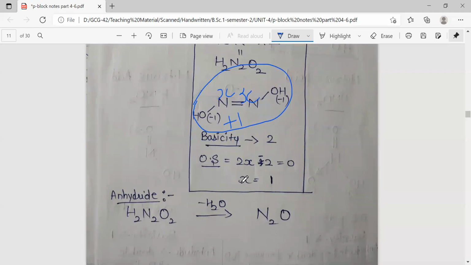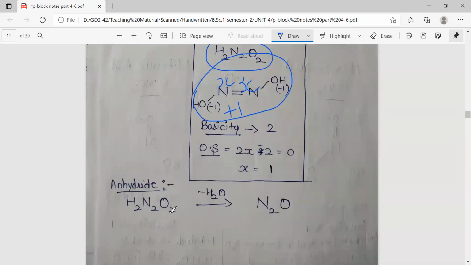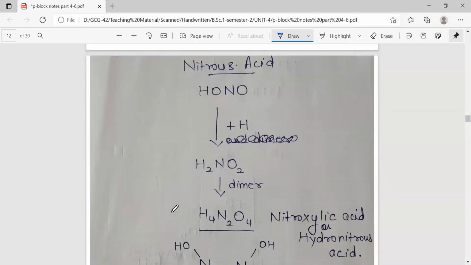Now coming to the anhydride, for the anhydride we first have to see that if there are an even number of hydrogens, then we need not double the formula. As there is an even number of hydrogens, we'll remove one water molecule directly and we'll get N2O as its anhydride. Next we have the next acid, which we generate from the nitrous acid itself.